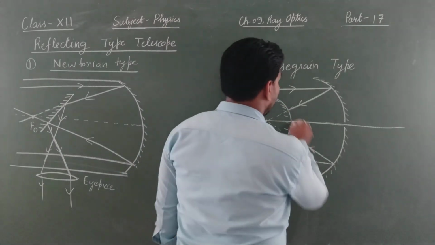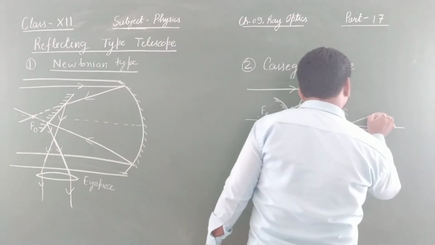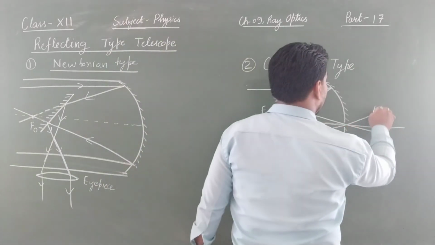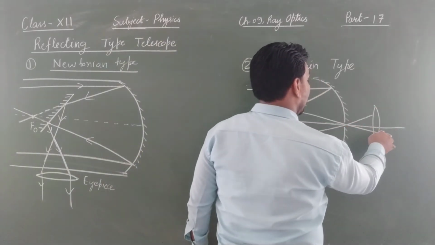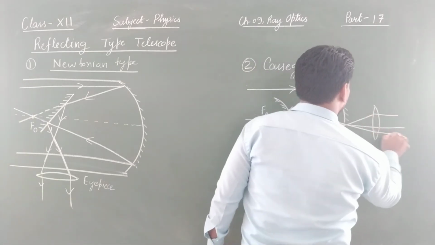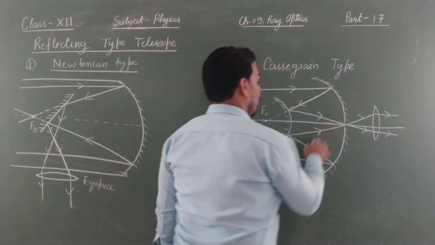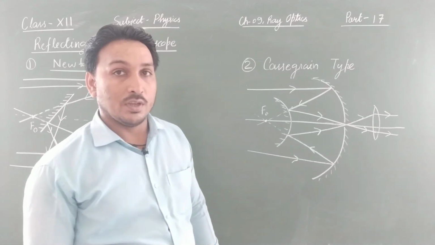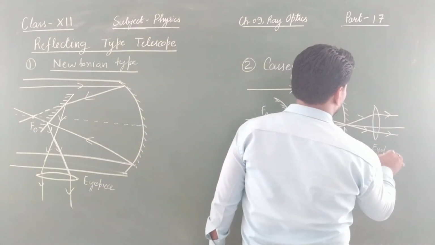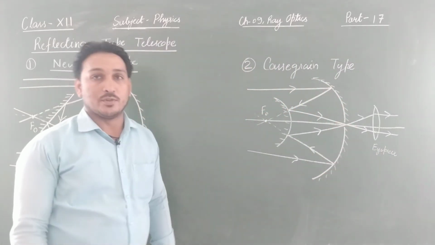And what that convex mirror does, it sends the rays through the small hole in the concave mirror. Here a convex lens is placed, which serves as an eyepiece, and after this the ray becomes parallel. If the final image has to be formed at infinity, the ray becomes parallel to the principal axis. So in this case, this is our eyepiece, and this concave mirror will work as the objective.